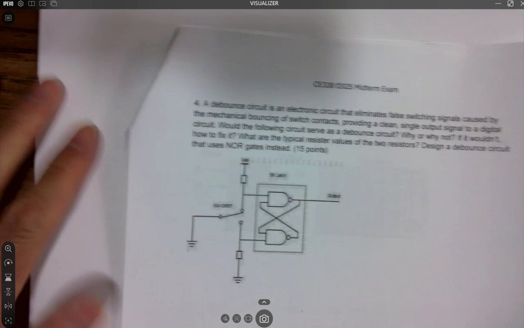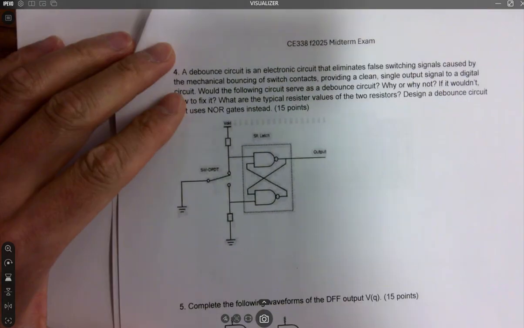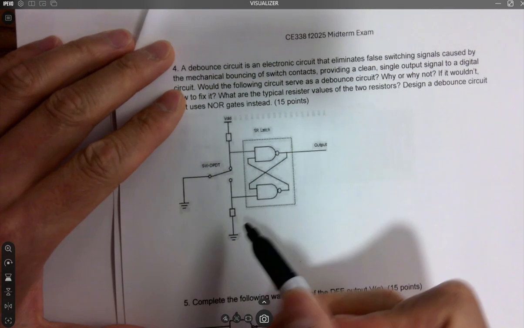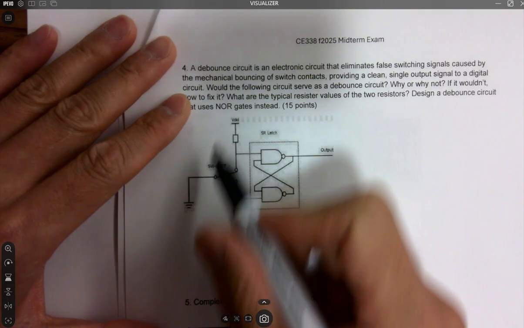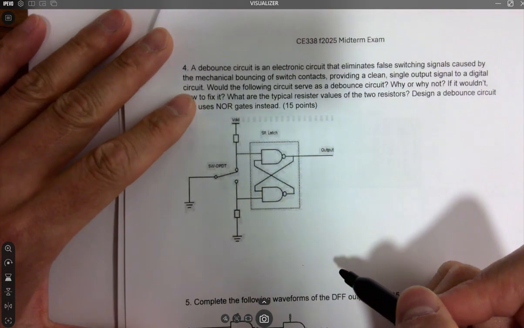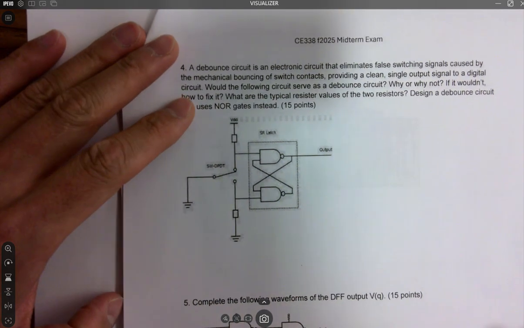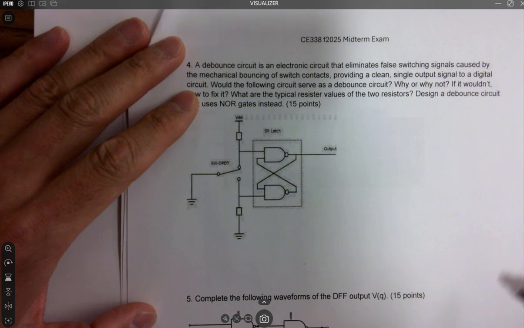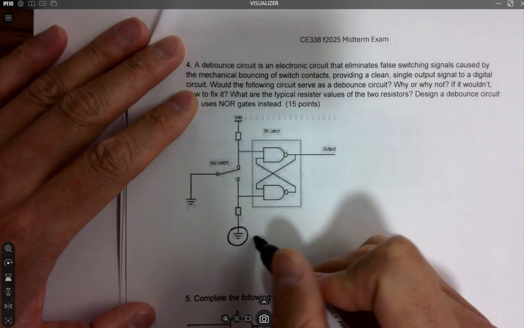This one, this picture from Google was wrong. I told you guys during the study session a week before, and this needs to be put up to VDD.